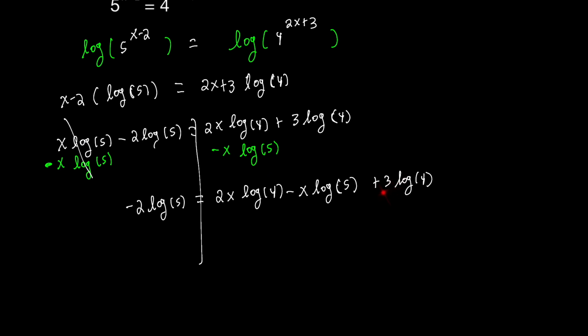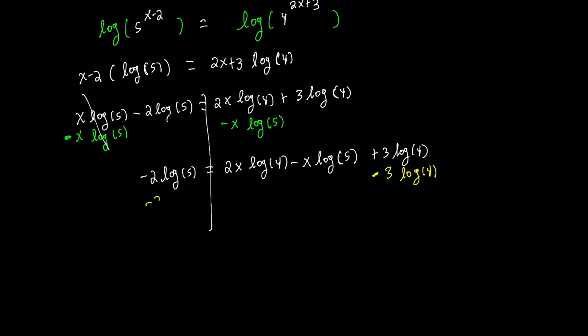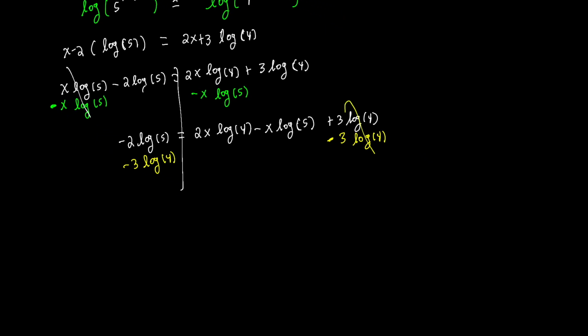And now I'm going to move the 3 log 4. Notice that this is the only one that doesn't have an x. So I'm going to move this one to the left hand side. So now I'm going to subtract 3 log of 4, which is going to give me negative 2 log 5 minus 3 log 4. And then that's going to equal x times 2 log 4 minus log 5.